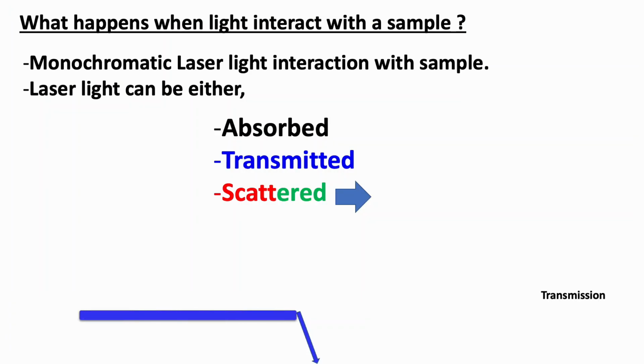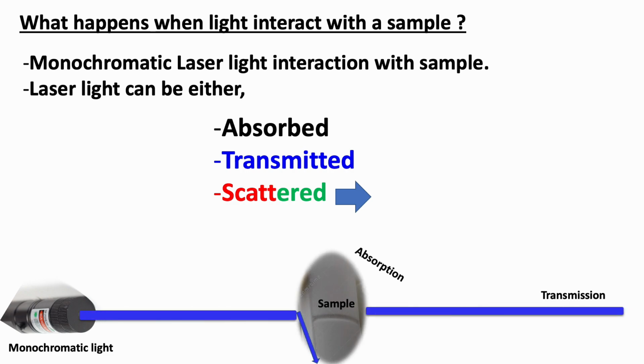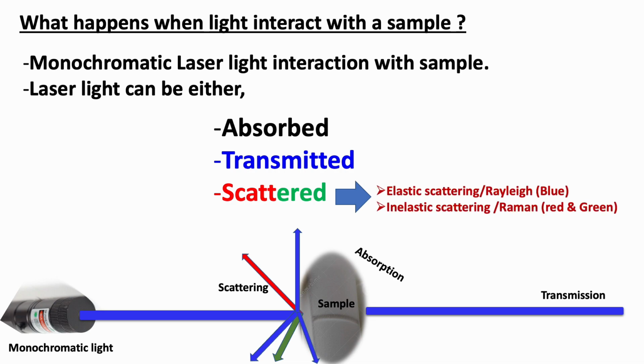When a monochromatic laser light interacts with a particular sample, the laser light can either be absorbed, transmitted, or scattered. The scattering may be of two types: elastic scattering or Rayleigh scattering, which is marked with the blue arrow, and inelastic scattering or Raman scattering, which is marked with the red and green arrows.